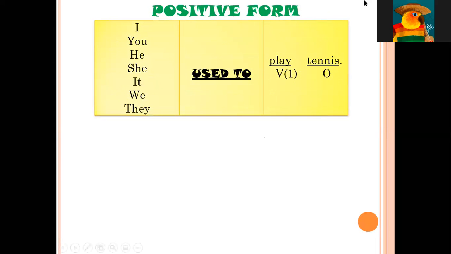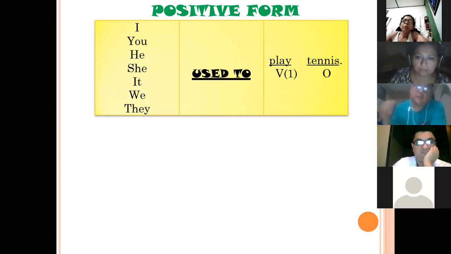So now we have, this is the affirmative form here. As you can see, we have I, you, he, she, it, we, they. And for everybody, you use the same way, used to. This is in the past, guys, okay? Make sure that you pronounce it properly, okay?